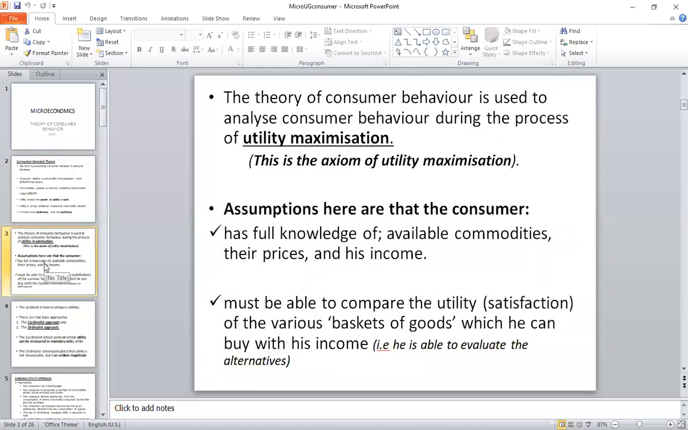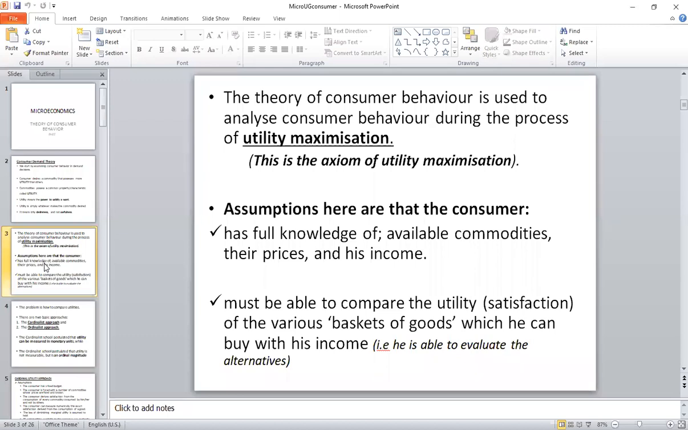Now, this theory of consumer behavior is used to analyze consumer behavior during the process of utility maximization. The aim of the consumer is to maximize utility. That's why we are trying to analyze his behavior during that process, because that is his aim. Now, for you to maximize satisfaction, there are some assumptions. Like for instance, you need to have full knowledge of all the commodities available and their prices. And also you have to be aware of your income. Some people don't know their income, so they will go to buy expensive things when their income is little. Anyway, as long as you know your income, that will make you maximize.